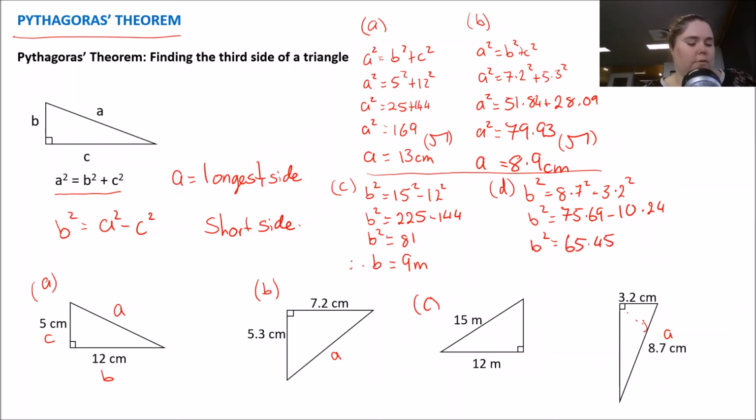So B equals 8.1. Generally we go to the same number of decimal places as what's in the question. So there's one decimal place in the question, one decimal place in our answer. Cool, and that's Pythag.